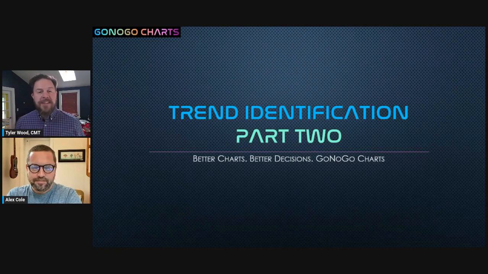Awesome. So this session is about extending that concept of trend identification that we talked about in the first installment into a more practical application. Let's take a look and see how fund managers and analysts employ these tools in real time.